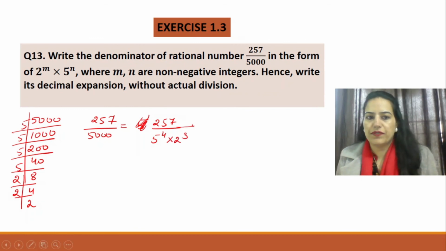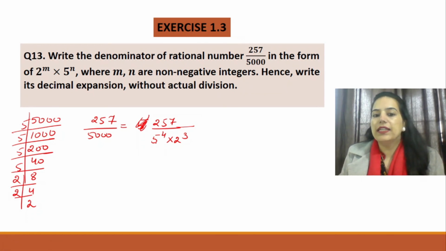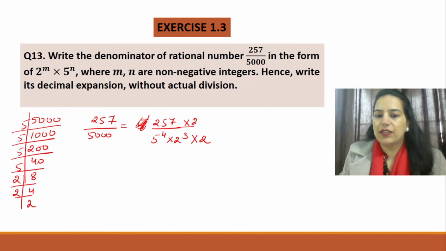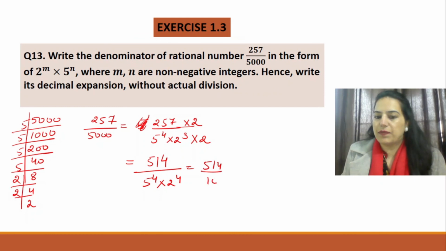So we are done here. We have done the first part. Now I have to find the decimal expansion without actually dividing. So I need the powers the same here so that I make it 10. So I need one more 2 here. So I will multiply the numerator also with one more 2. So when I multiply 257 into 2, I get 514 upon 5 raised to power 4, 2 raised to power 4, which makes it 10 raised to the power 4.